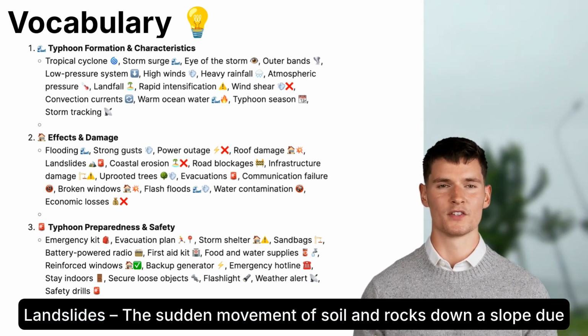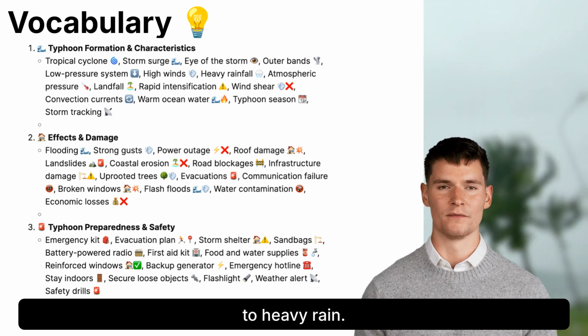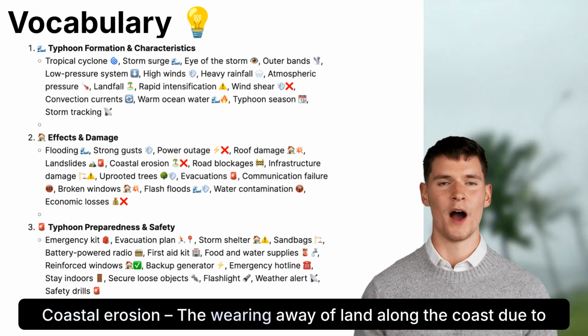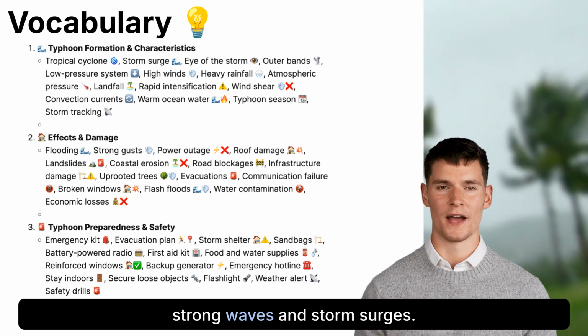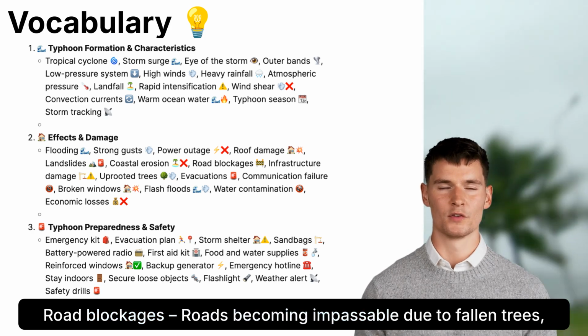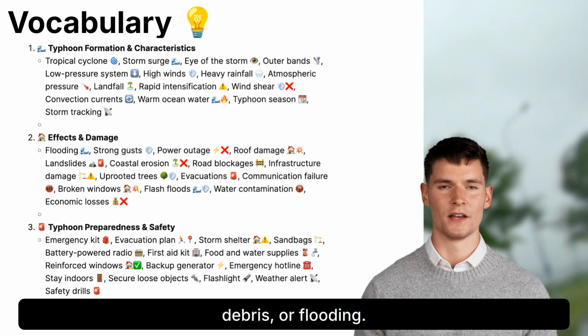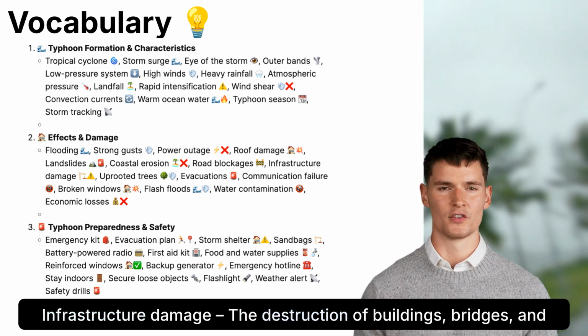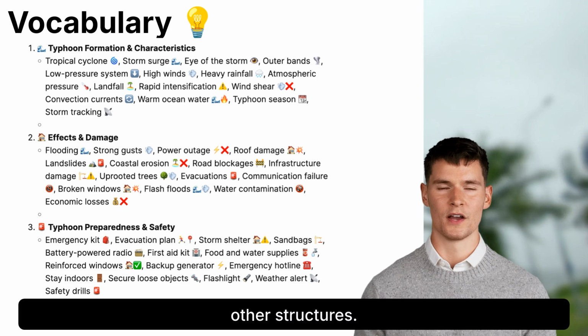Landslides, the sudden movement of soil and rocks down a slope due to heavy rain. Coastal erosion, the wearing away of land along the coast due to strong waves and storm surges. Road blockages, roads becoming impassable due to fallen trees, debris, or flooding. Infrastructure damage, the destruction of buildings, bridges, and other structures.